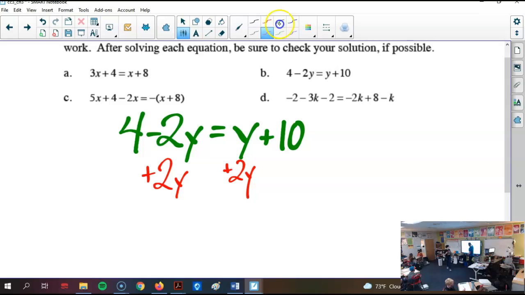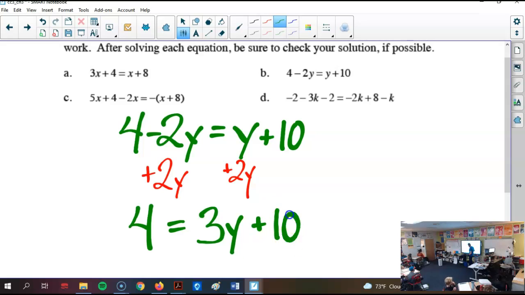If we add 2y, we get a positive variable. Right now we have 3y plus 10 over there. Any questions on what I just did? Or why? I have a question on C. We're not there yet. Hold on. We're going in order. Yeah, I already did the other one. Why, Brenda? Jordan, what could I do now?